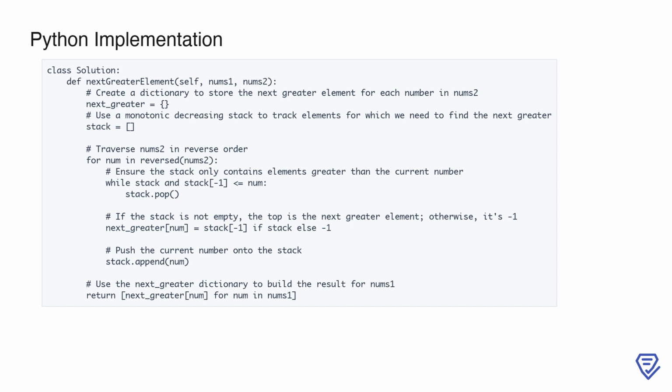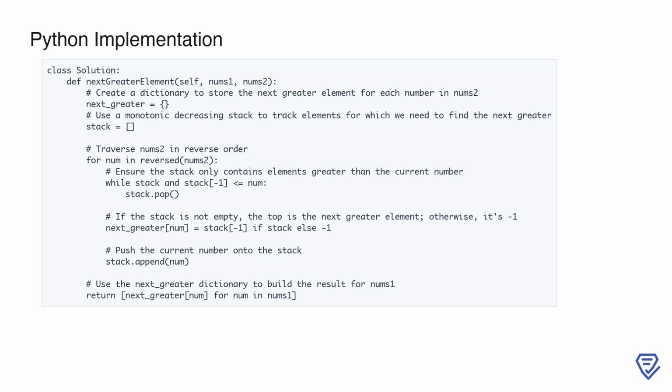The algorithm traverses nums2 in reverse order. For each number, it ensures the stack only contains elements greater than the current number by popping smaller or equal values. If the stack is not empty after this, the stack's top element is the next greater element for the current number. Otherwise, the next greater element is set to -1. The current number is then pushed onto the stack for future comparisons. Finally, the function constructs the result for nums1 by mapping each number in nums1 to its next greater element using the next_greater dictionary. This ensures the output is in the same order as nums1.